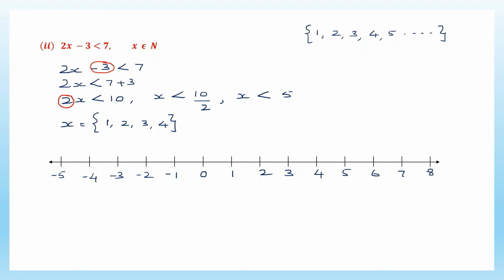So now let's do that. We have 1, 2, 3 and 4. So this is our solution set for this answer. Okay, so we've got 1, 2, 3 and 4 which we have shown on the number line.